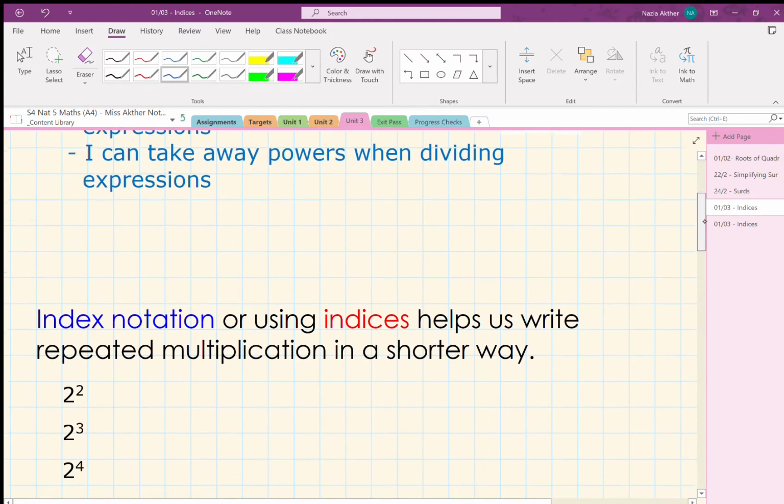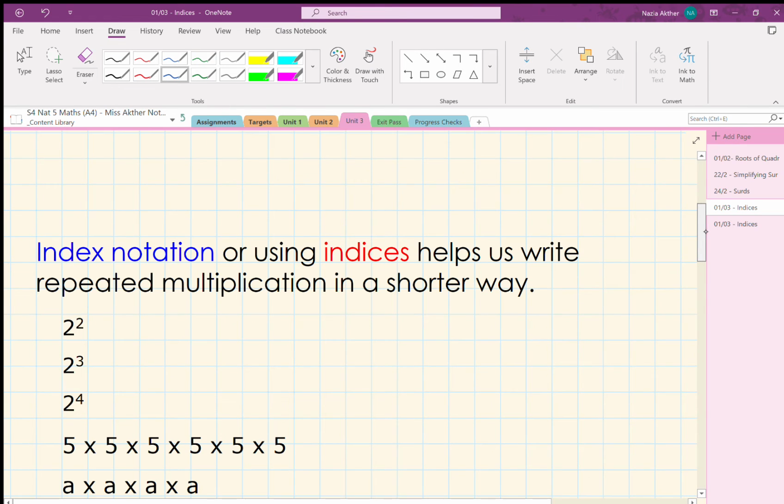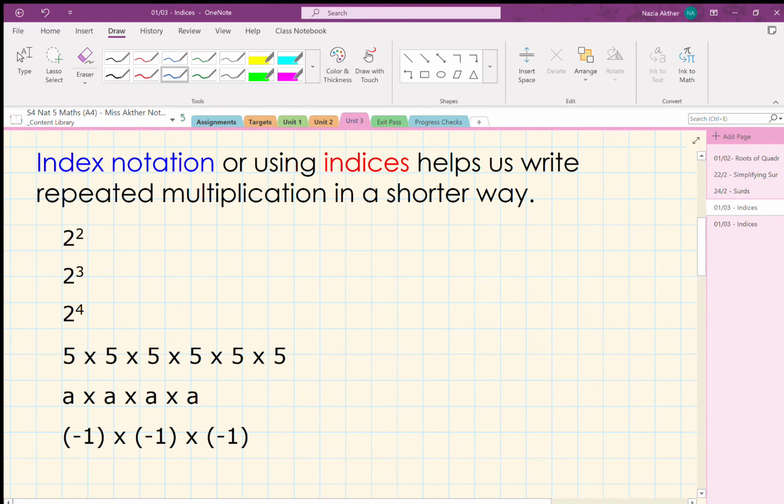So index notation, or using indices, helps us write repeated multiplication in a shorter way. So suppose we have 2 squared. You know that 2 squared is the same as 2 times 2. So a shorter way of writing 2 times 2 is 2 squared. 2 cubed is equal to 2 times 2 times 2. So a shorter way of writing 2 times 2 times 2 is 2 cubed.